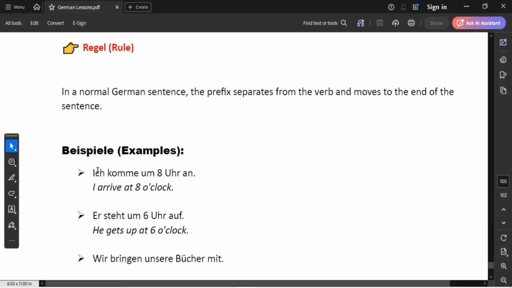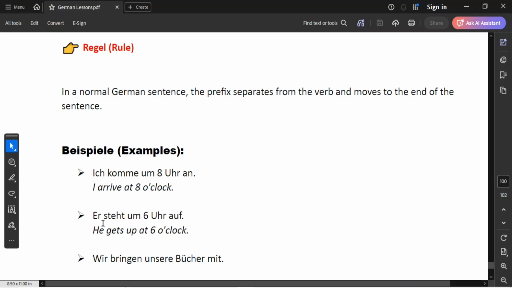Beispiel Nummer 1, we have: Ich komme um acht Uhr an. The Trennbare Verben here is ankommen. And remember, the rule was saying that when you separate a prefix from the main verb, the prefix goes am Ende. That's why we have the prefix an going am Ende. Then we have our main verb, kommen, and we have komme because we have conjugated that verb. So giving us: Ich komme um acht Uhr an. I arrive at 8 o'clock.